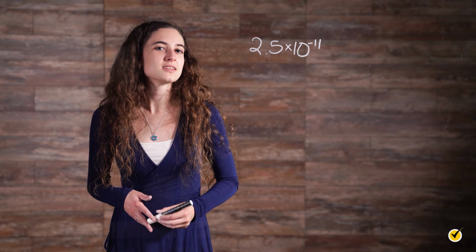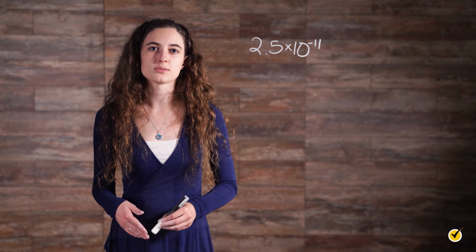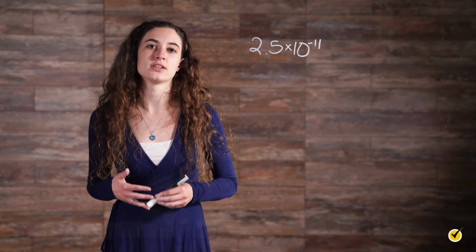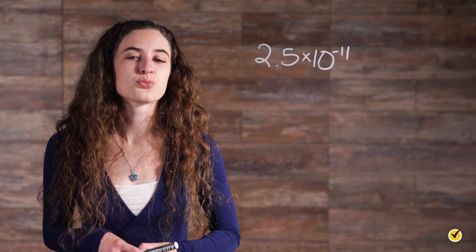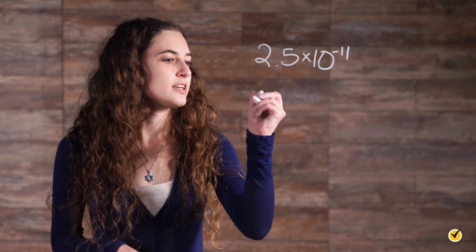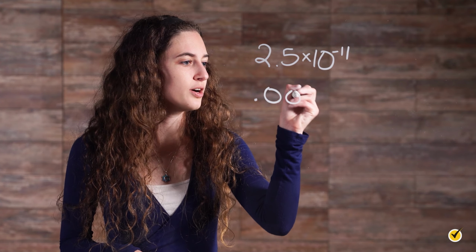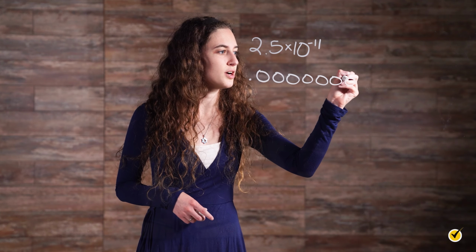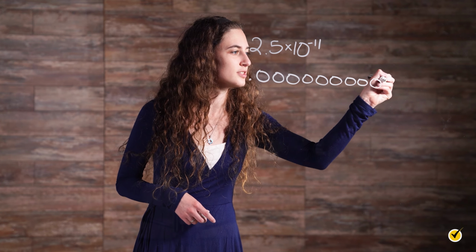We can express this in standard form by starting with the decimal part 2.5 and dividing by 10 a total of 11 times. This tells us that the radius of a hydrogen atom is 0.00000000025 meters.